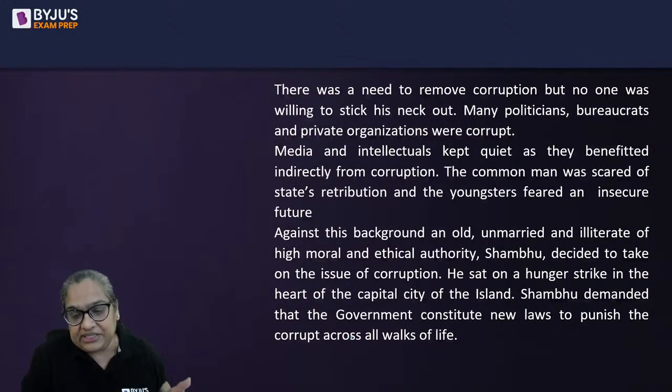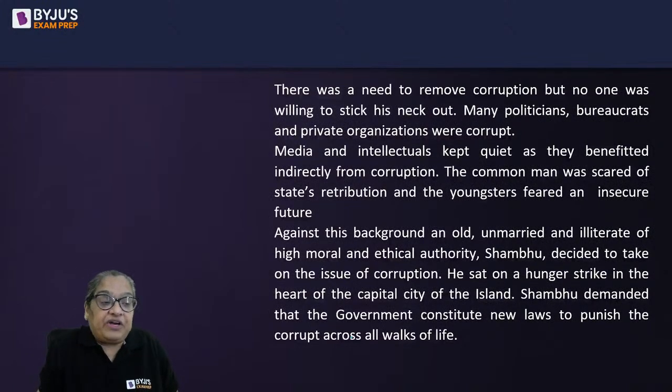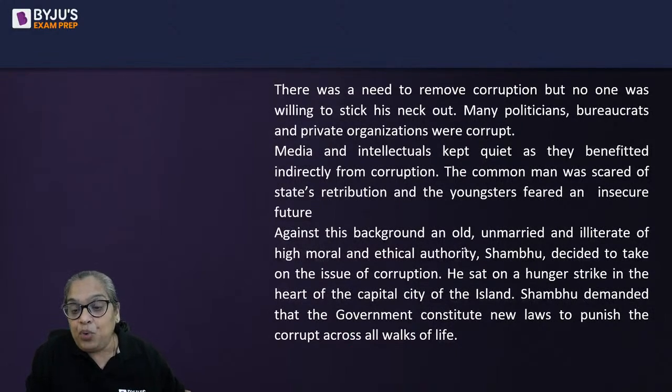How did you point this out? And youngsters feared an insecure future. Not a very good scenario. Against this background, an old, unmarried, and illiterate man of high moral and ethical authority, Shambhu, decided to take on the issue of corruption. So, what did he do? He sat on a hunger strike in the heart of the capital city of the island. He demanded that the government constitute new laws to punish the corrupt across all walks of life.